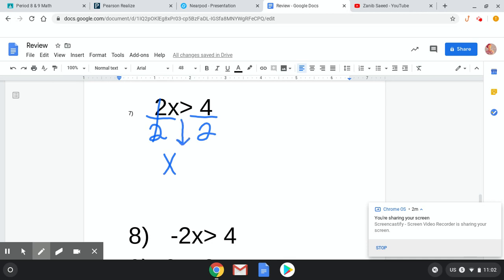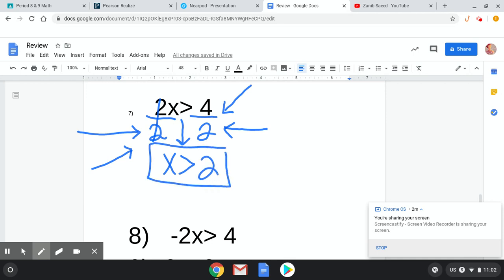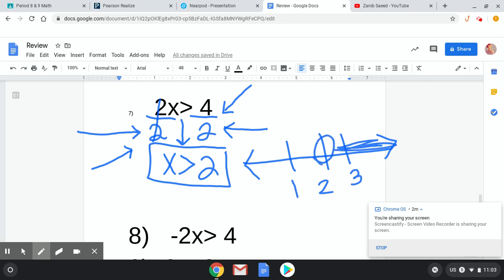Yes or no? If you said yes, you are wrong. You see how I divided by a positive 2. Whenever I add, subtract, it never changes. When I multiply and divide, that number has to be negative in order for it to flip. Since that is a positive 2, my sign stays the same, okay? It has to be a negative number that we're dividing or multiplying to change the sign. So since we didn't need to change, it's easy peasy. We got 2, 3, 1, open circle to our right.